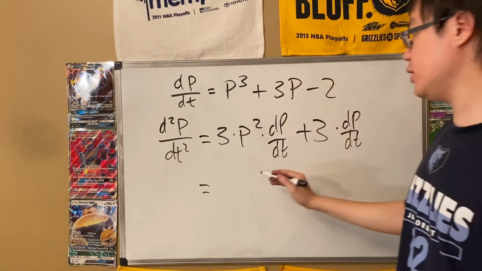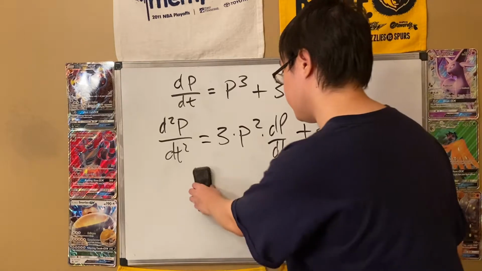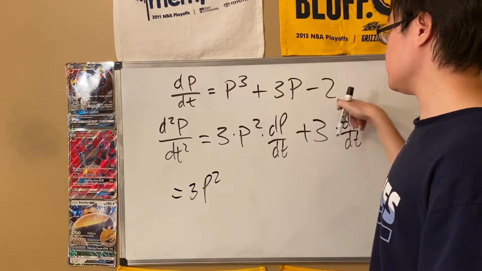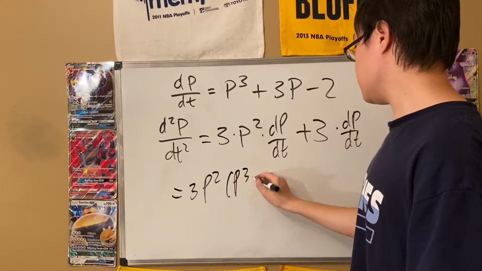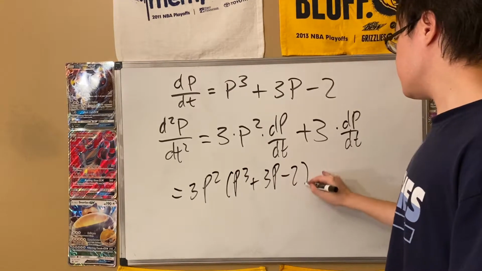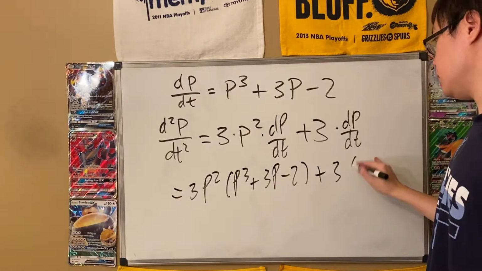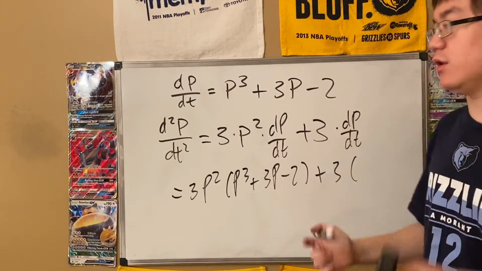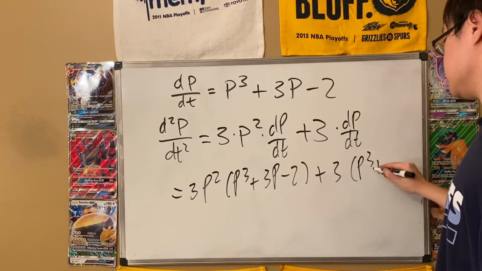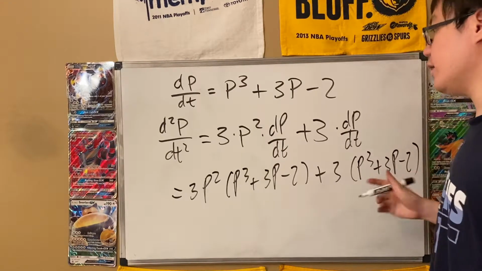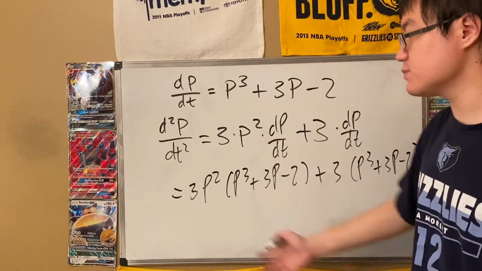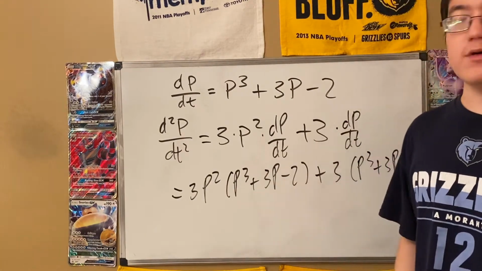But once we substitute it in, it's going to be 3p squared. Let's see if we have enough space. Times this thing right here. Plus 3 times this thing right here. So again, anytime I see dp dt, I'm replacing it with this polynomial. So it's going to be p cubed plus 3p minus 2. And that's going to be our answer. Again, if you really want to simplify this, you can simplify this by multiplying all of this out. But I don't feel the need to.